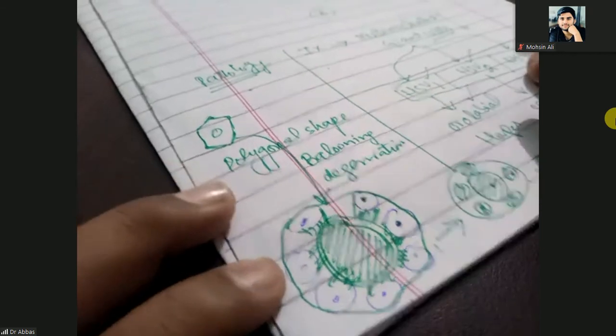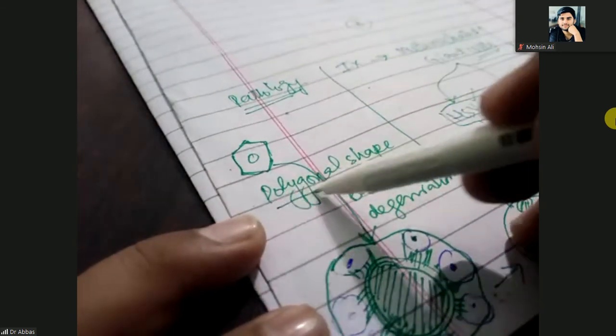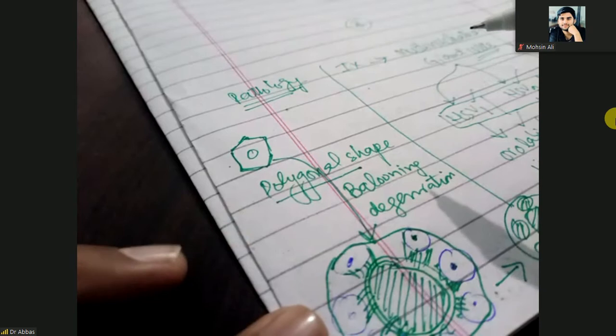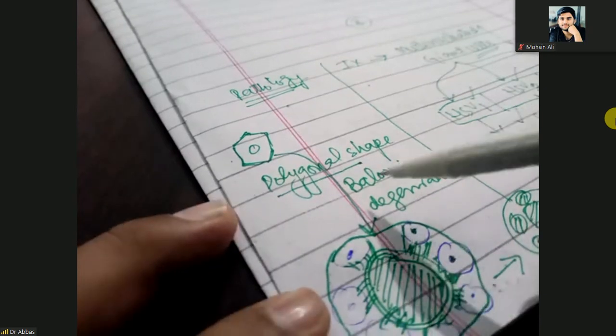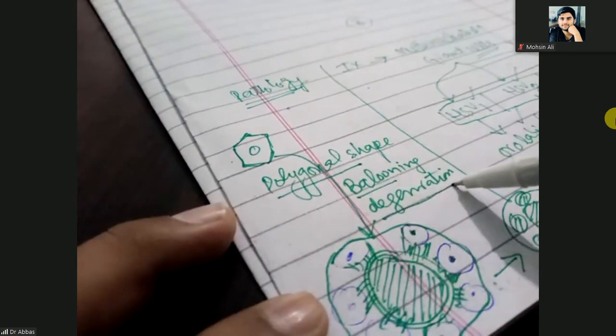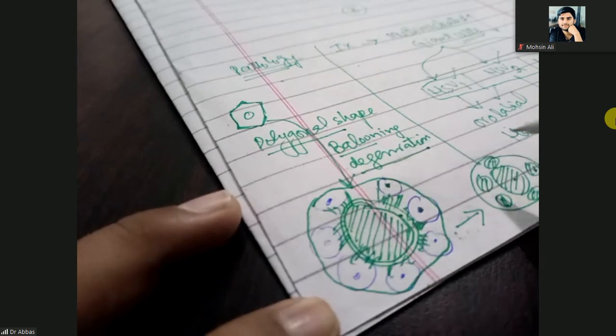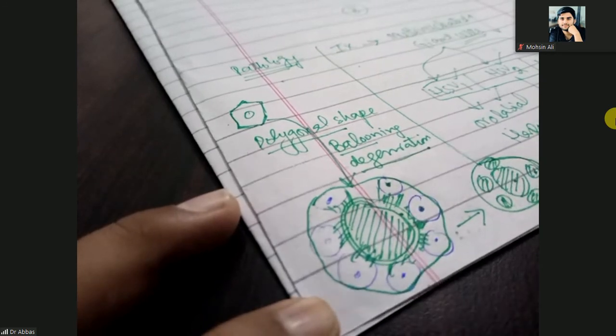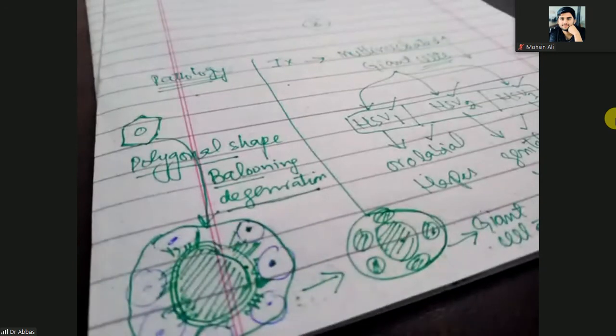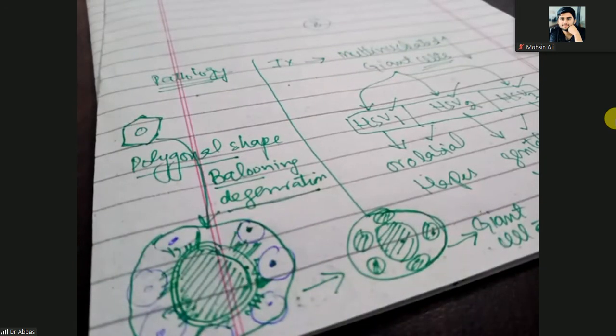So when the virus infects the polygonal keratinocytes, what will happen? Ballooning degeneration will happen. Its shape will change into rounded with a bigger nucleus. The cell membranes of the nearby cells will fuse and make the same cell membrane with multiple nuclei. Therefore, we call it. Okay, I'm repeating.